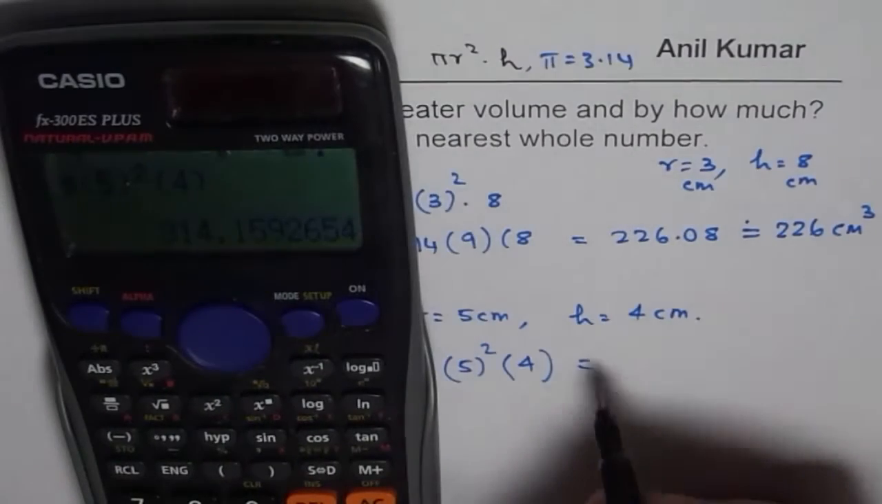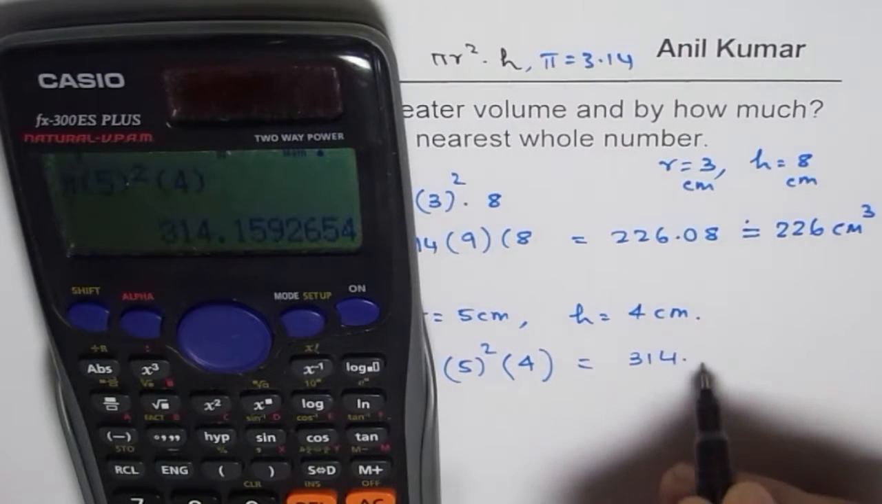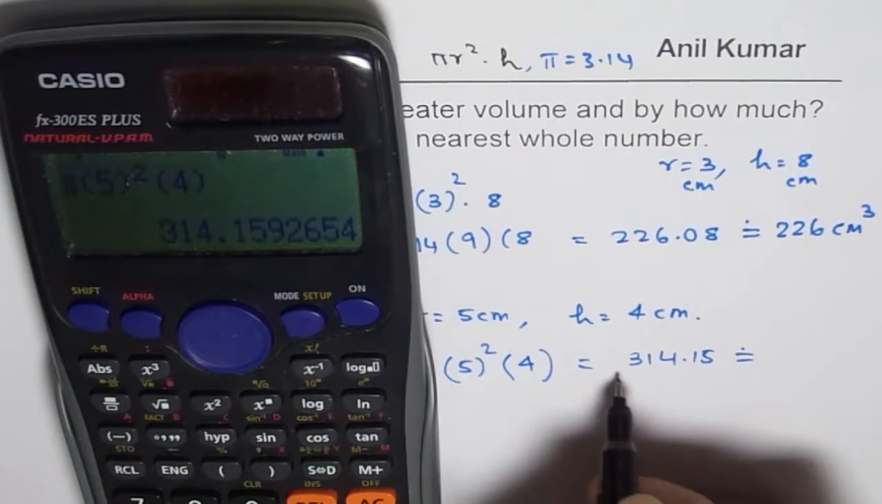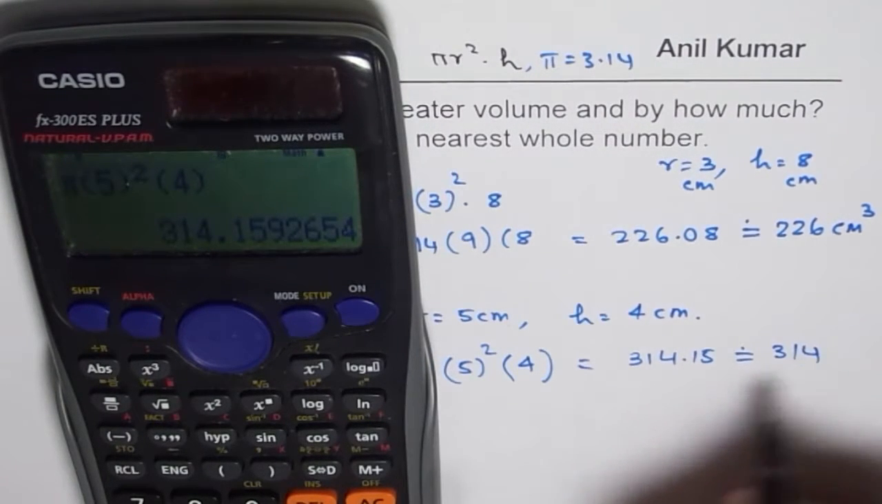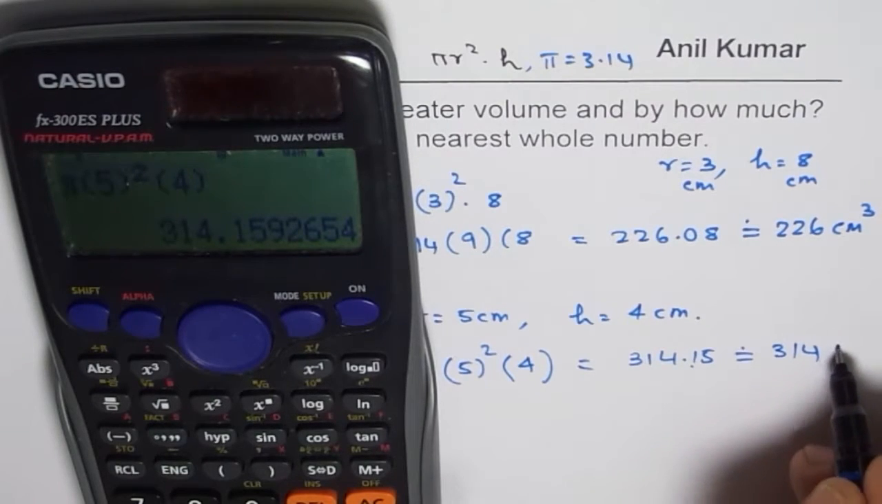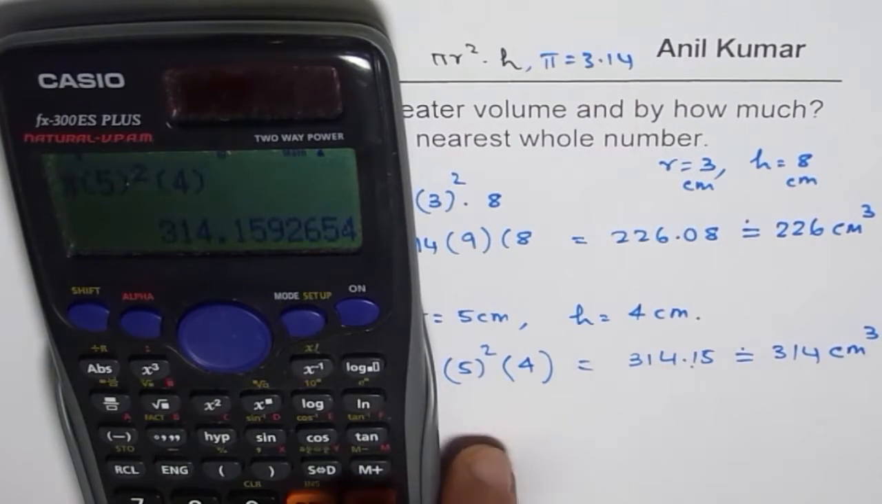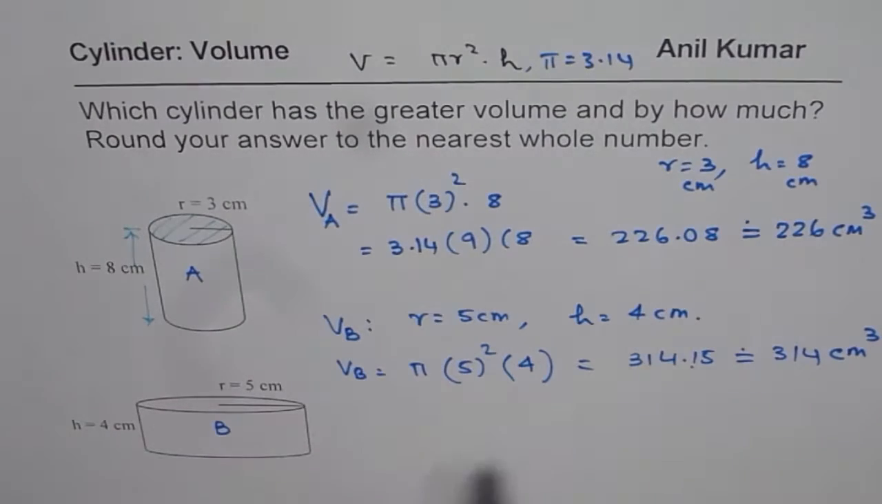Let's write that in decimals. It gives you a value 314.15. Round to whole number, 314, since 1 is much lesser than 5. Units centimeter cube. So we have found volume for both the cylinders.